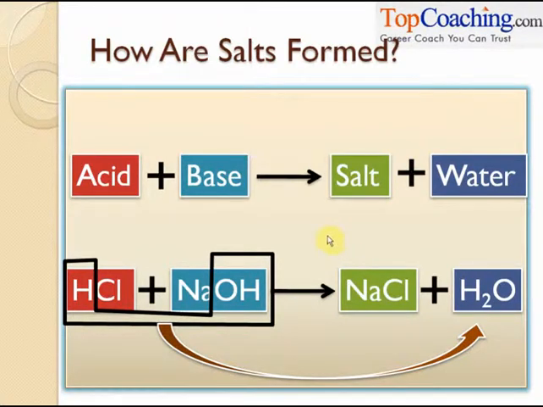Understood? So this is the most common way in which a salt is formed. An acid and a base react, and a water molecule gets eliminated because acids have hydrogen and bases have hydroxyl. So H and OH get eliminated, and NaCl forms the salt, or metal from the base and non-metal from the acid, they form the salt. So this is the most common method of salt preparation and you have to remember this.